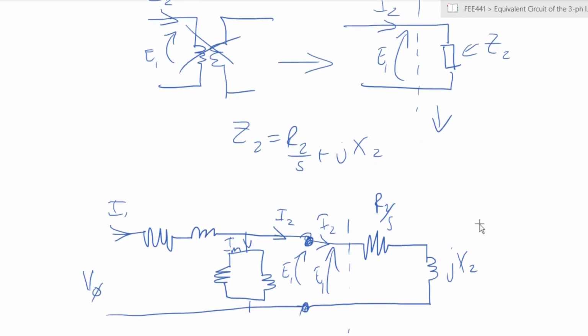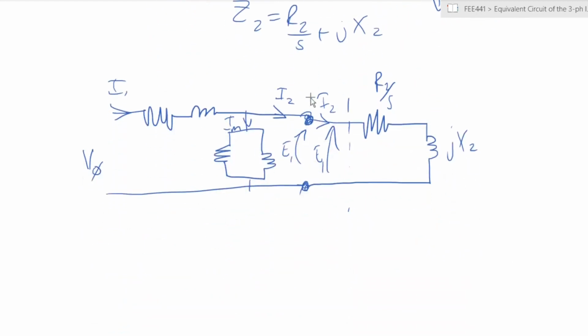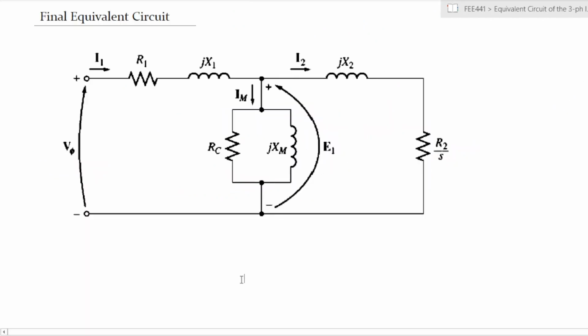So we've now brought our rotor circuit and our stator circuit together, and you then have a single supply point with a single current and a single voltage, and all of it at a single frequency. So you've eliminated rotor frequency, you've eliminated your turns ratio, and you have a single unified equivalent circuit for the 3-phase induction motor that looks like this. Right? So this is now our final equivalent circuit for the 3-phase induction motor.